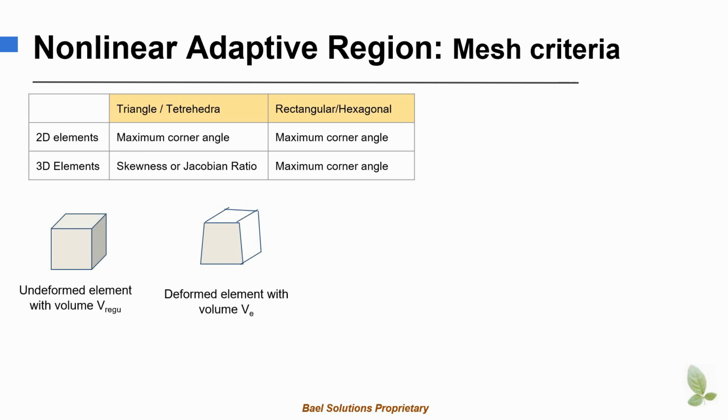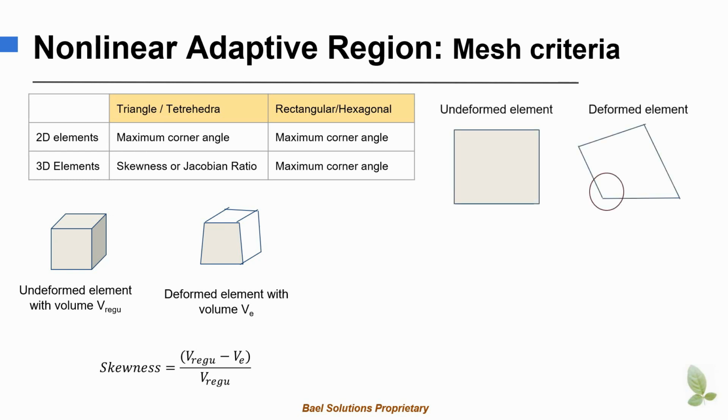Skewness is a measure of the extent to which the volume of a box under consideration deviates from the volume of a perfect box. The perfect box is a cube with the same circumradius as that of the box under consideration. If V_regu is the volume of a perfect cube-shaped box, and V_E is the volume of a deformed brick element, then the skewness is (V_regu minus V_E) divided by V_regu.